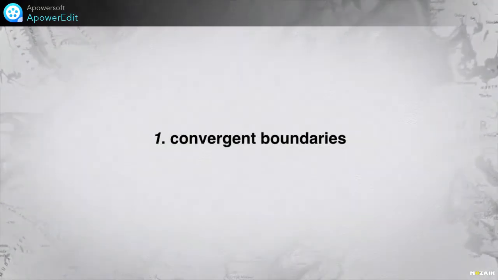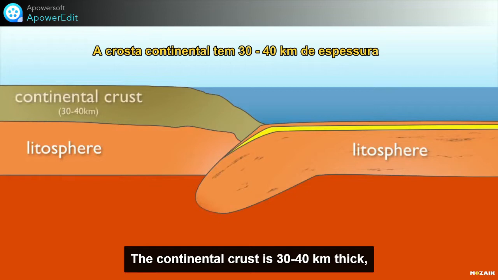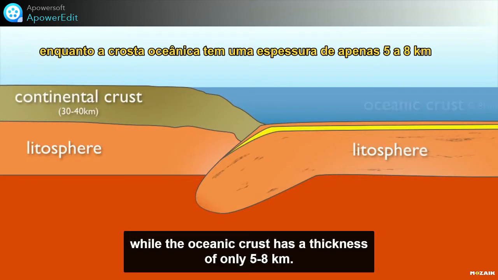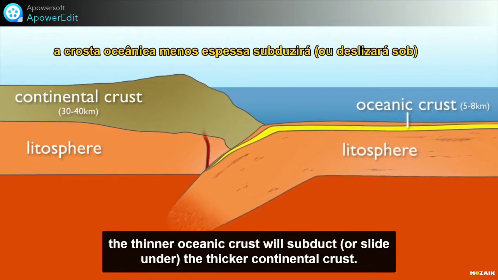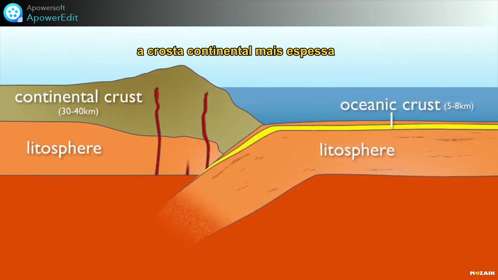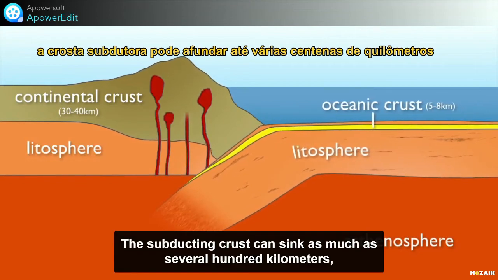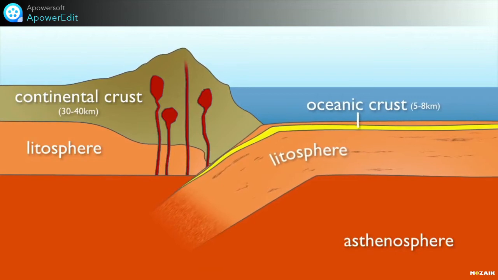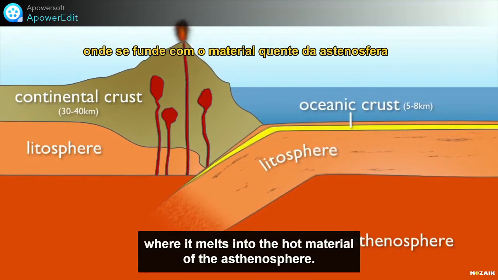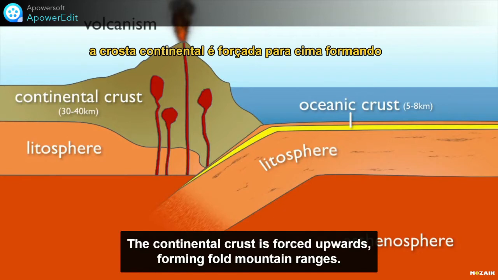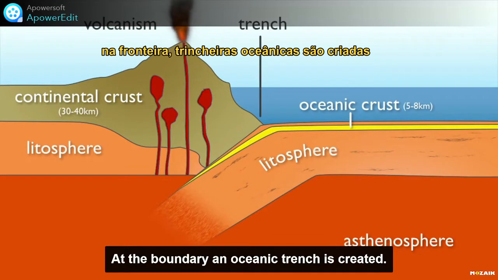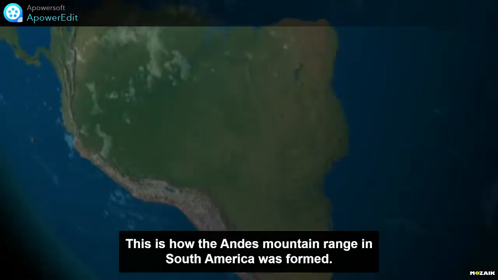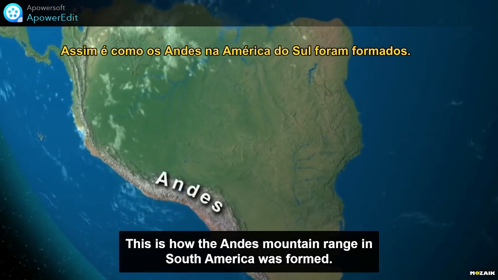Convergent boundaries. The continental crust is 30 to 40 kilometers thick, while the oceanic crust has a thickness of only 5 to 8 kilometers. When the two plates converge, the thinner oceanic crust will subduct, or slide under, the thicker continental crust. The subducting crust can sink as much as several hundred kilometers, where it melts into the hot material of the asthenosphere. The continental crust is forced upwards, forming fold mountain ranges. At the boundary, an oceanic trench is created. This is how the Andes mountain range in South America was formed.